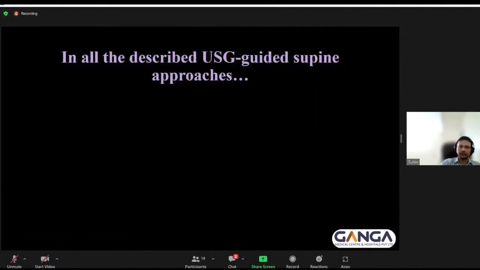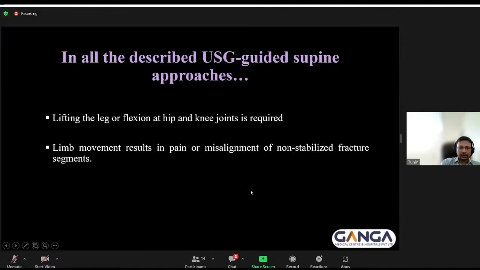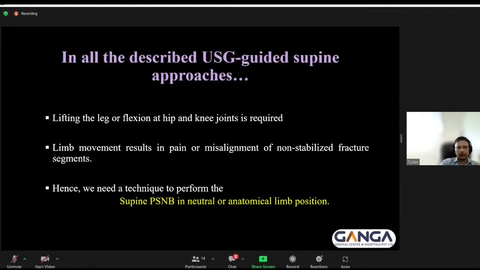So if you observe carefully, in all those described ultrasound guided supine approaches, lifting the leg or flexion at the hip and knee joint is required. The limb movement might result in pain or misalignment of the non-stabilized fracture segments, especially in case of trauma patients. Hence, we need a technique to perform the sciatic nerve block in neutral limb position.